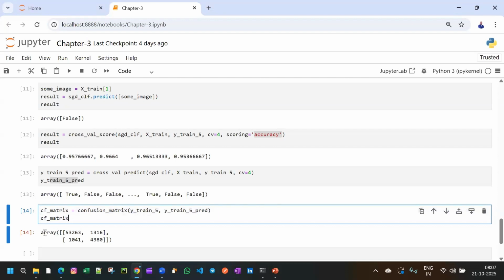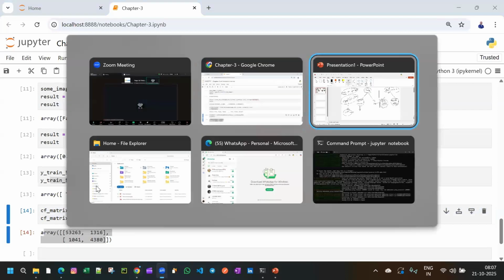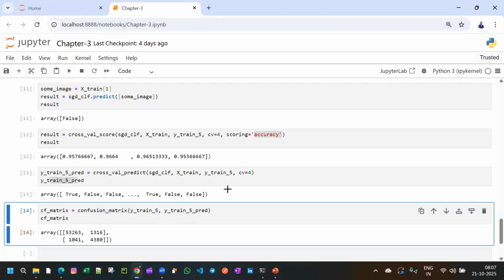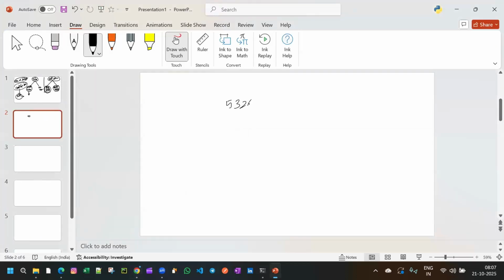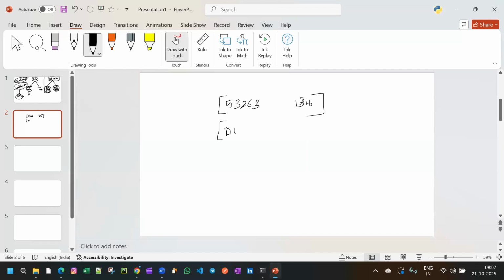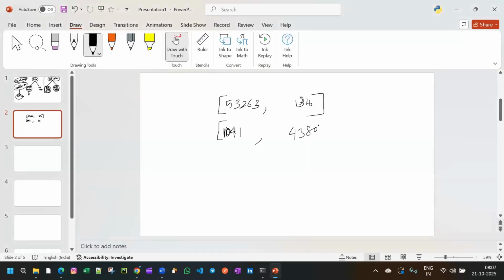Okay, fine. So now the confusion matrix gives an array something like this: 53263 and 1316 is one array, and the next is 1041 and 4380. This is the array representation. In matrix representation, I can simply say something like this.